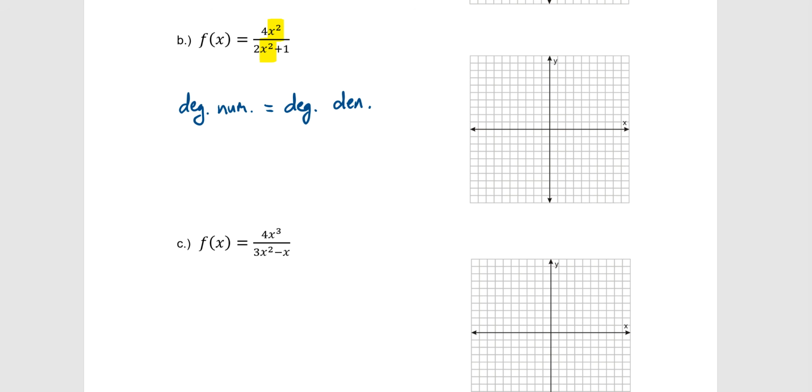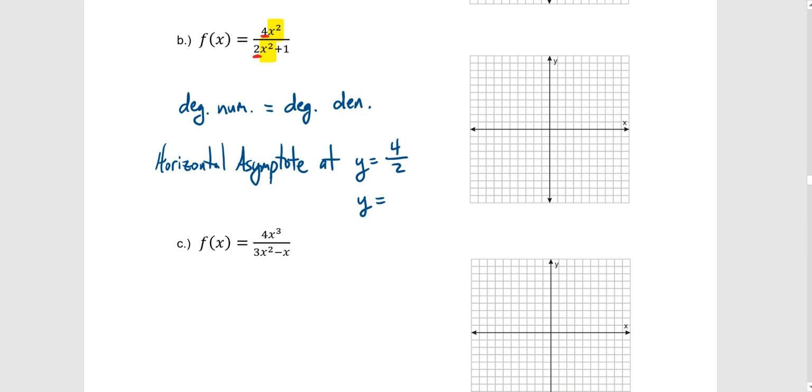And whenever this happens, that means we have a horizontal asymptote at the ratio of the leading coefficients. The leading coefficients here are going to be this 4 and this 2. So that means our horizontal asymptote is going to be at y equals 4 divided by 2, which obviously simplifies here to y equals 2. So on the graph, that's going to be just at y equals 2, a horizontal dashed line.